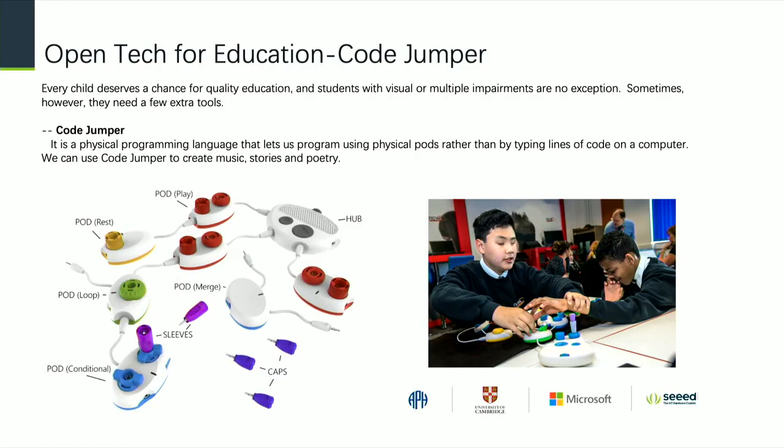And I think education should be equal. Every child deserves a chance at quality education. Even students with visual impairments are no exception. This is a product we developed with APH, Cambridge University, and Microsoft. It is CodeJumper, a physical programming language that can teach visually impaired children how to code and teach them logic.